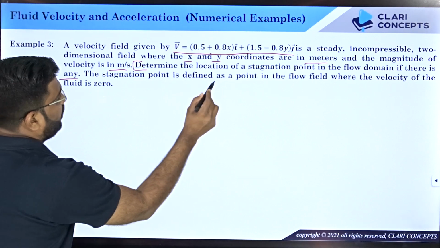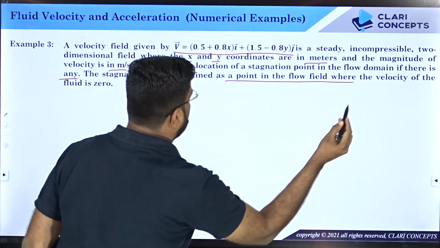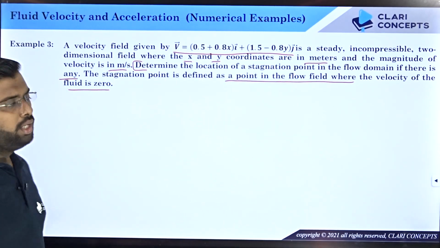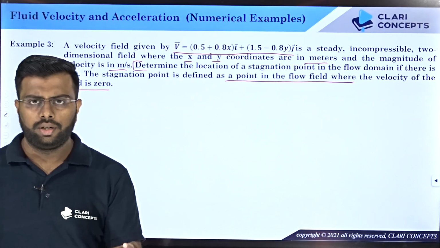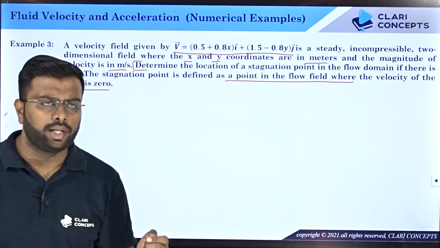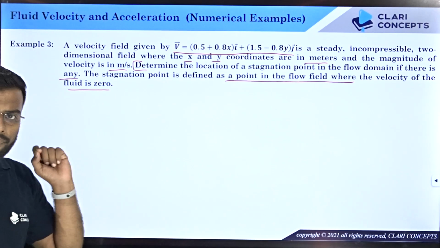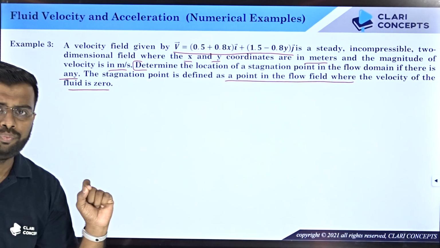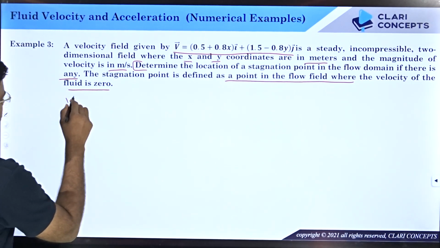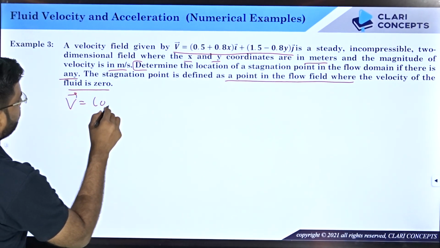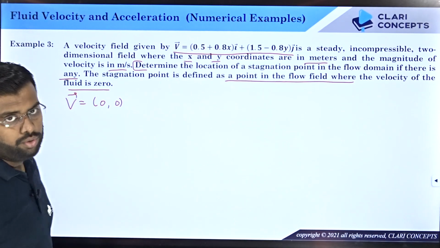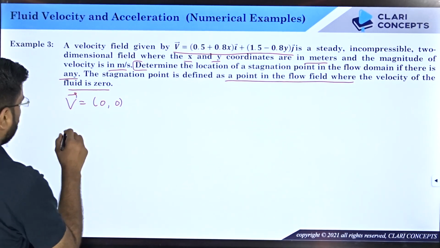Stagnation point is defined as a point in a flow field where the velocity of the fluid is 0. Now see, they have also given the definition of stagnation point, the point in a flow domain where velocity is 0. When I say velocity is 0, that means both the components u and v should be 0, right. So let us first see what is u and what is v.